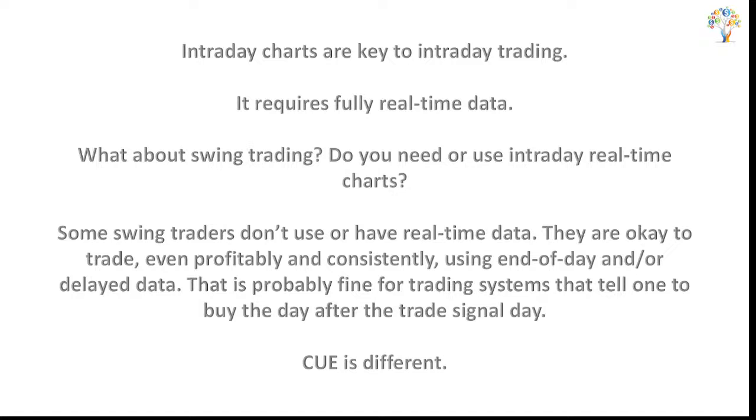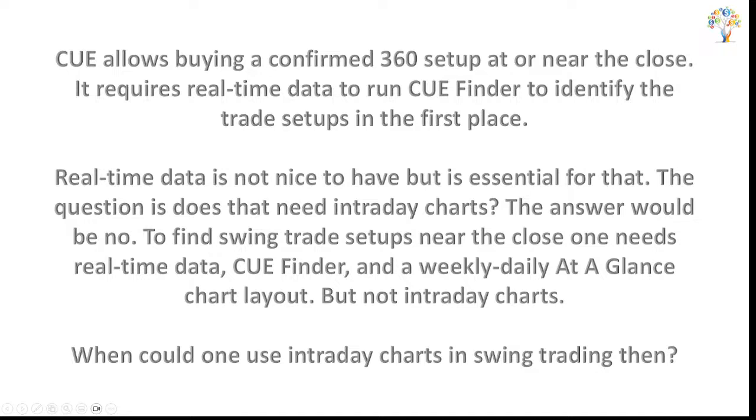That is probably fine for trading systems that tell one to buy the day after the trade signal day. Q is different. Q allows buying a confirmed 360 setup at or near the close. It requires real-time data to run Q Finder to identify the trade setups in the first place. Real-time data is not nice to have, but is essential for that.